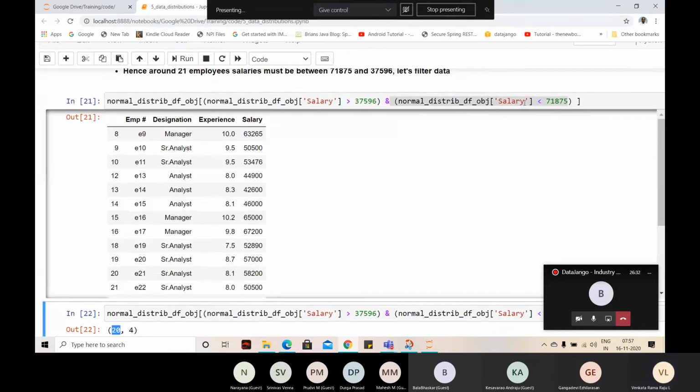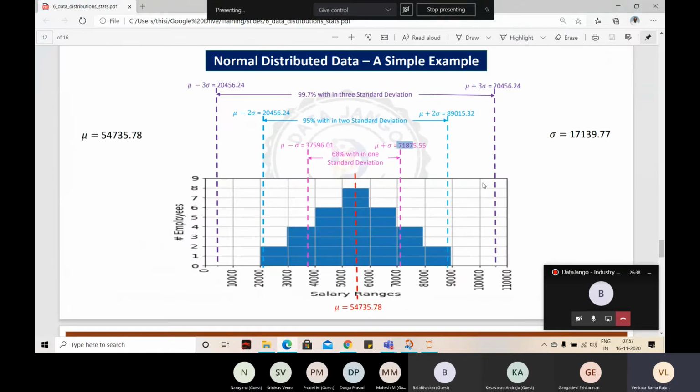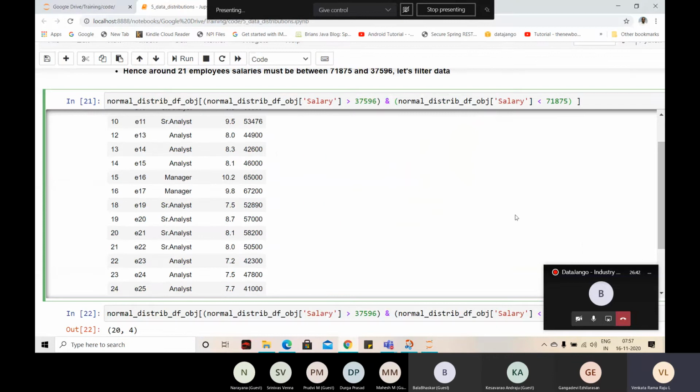Did you get it? I'm actually trying to compare theory with our practical example. I took a simple example and am trying to show you that. Any questions?